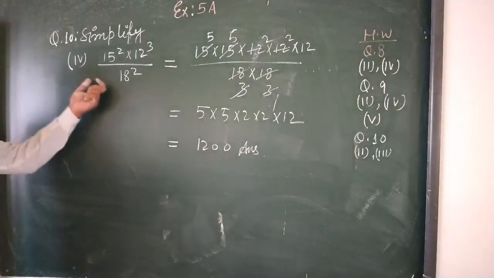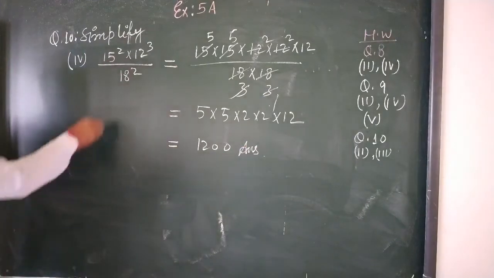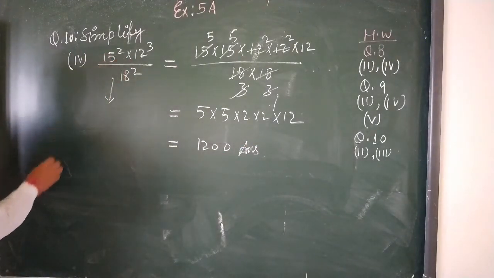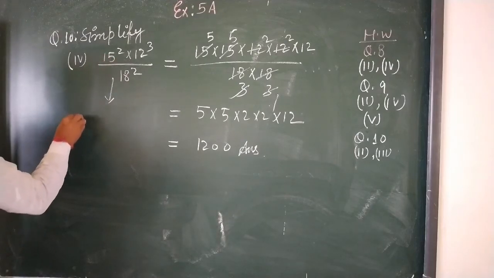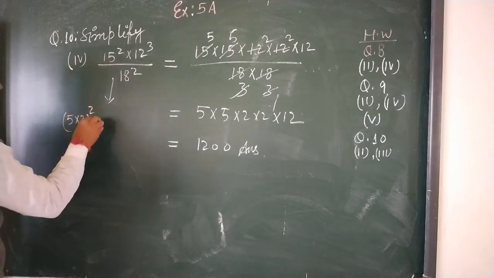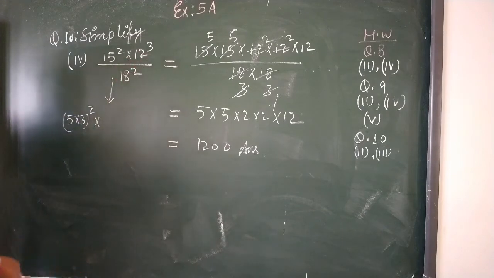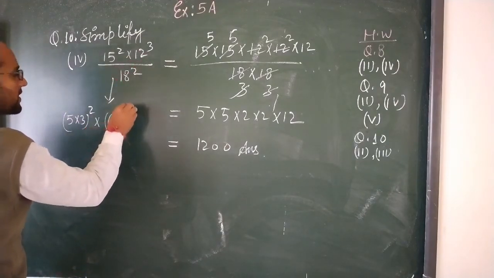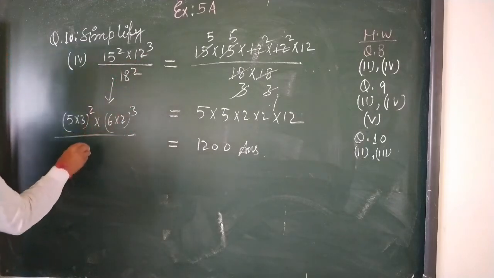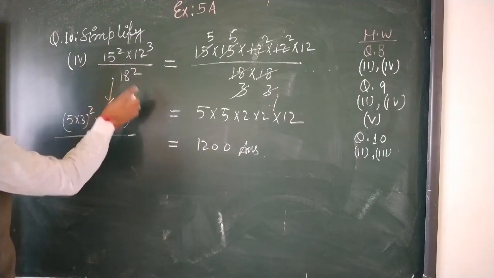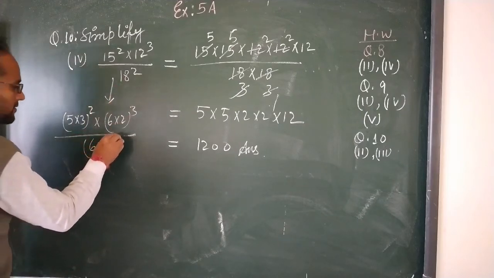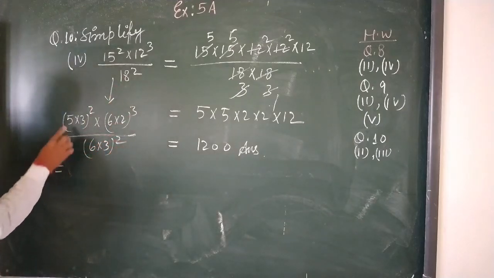Okay, and if you break this one in the form of a power, then you will also do this question. If you break this one, you will break this 5 into 3 to the power 2, into this one, you also break it with 6 into 2. You will get this, and this. 18 you will break with 6 into 3 to the power 2. So what you will get, students?